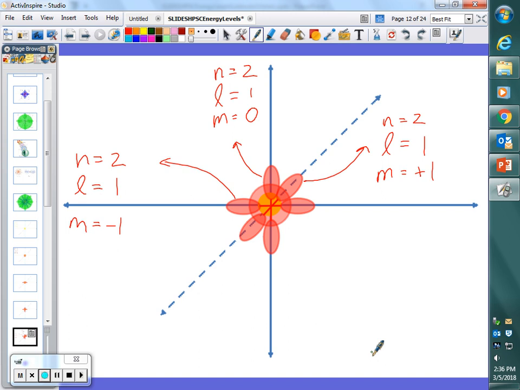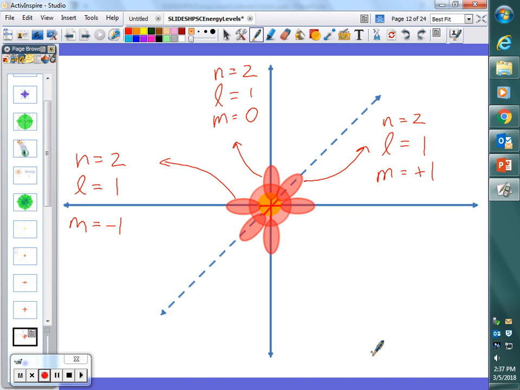So for this picture, all of these orbitals are in the second energy level. They're all red, so n equals 2 for all of them. They're all what shaped orbitals? Double teardrop. What do we call them if they're double teardrop? P orbitals. So that's why l is equal to 1 for all 3 of these orbitals, because they're all P orbitals.